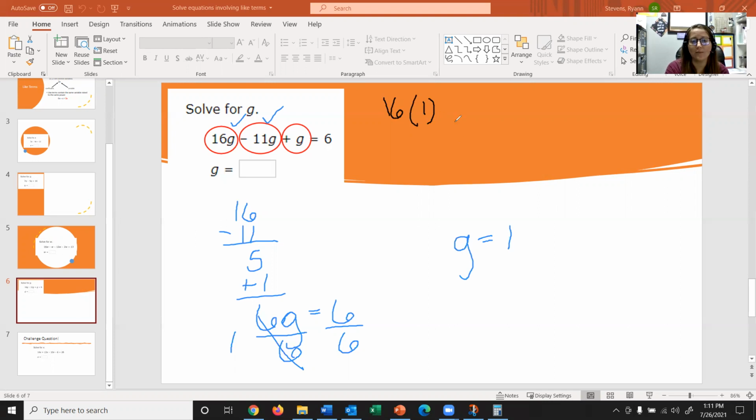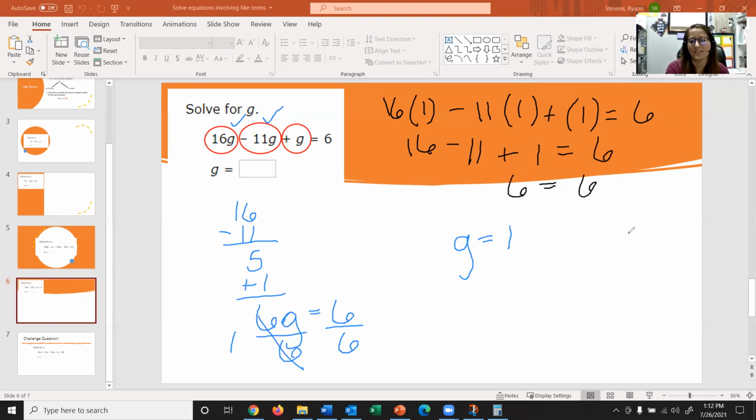So 16 times 1 minus 11 times 1 plus 1 is equal to 6. 16 times 1 is 16, minus 11. Negative 11 times 1 is negative 11, and then plus 1. So we get 16 minus 11 is 5. 5 plus 1 would give us 6 is equal to 6.